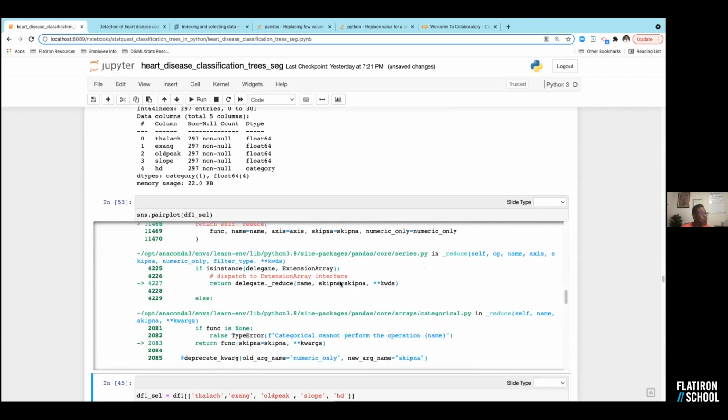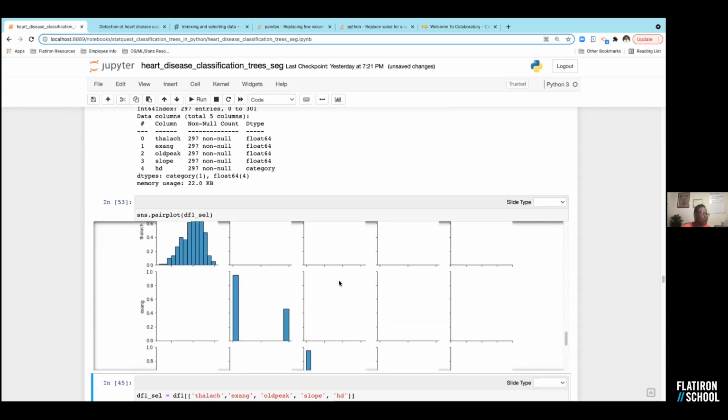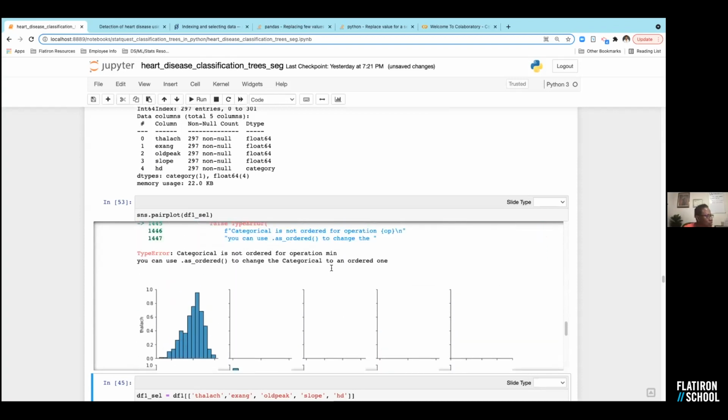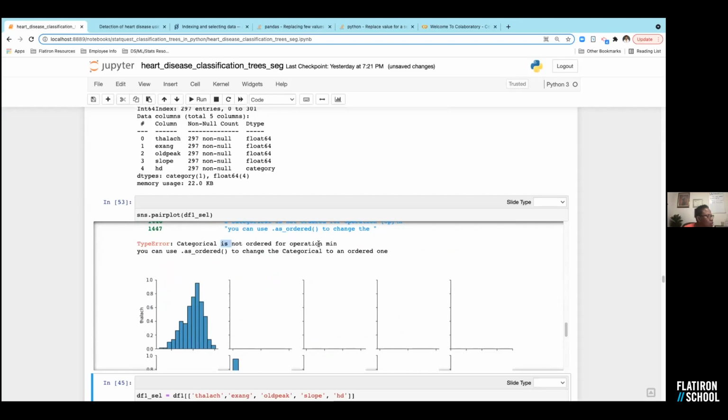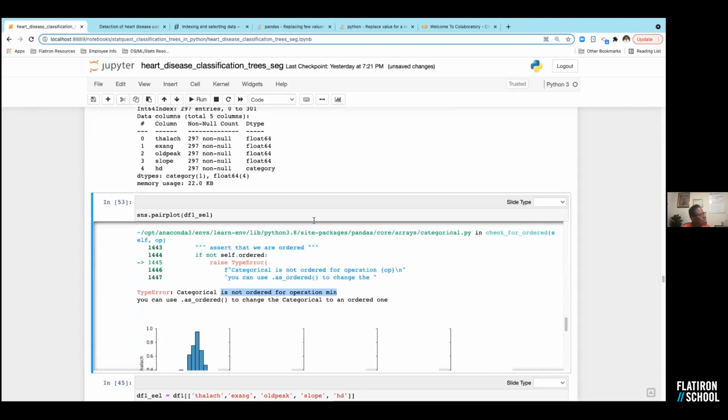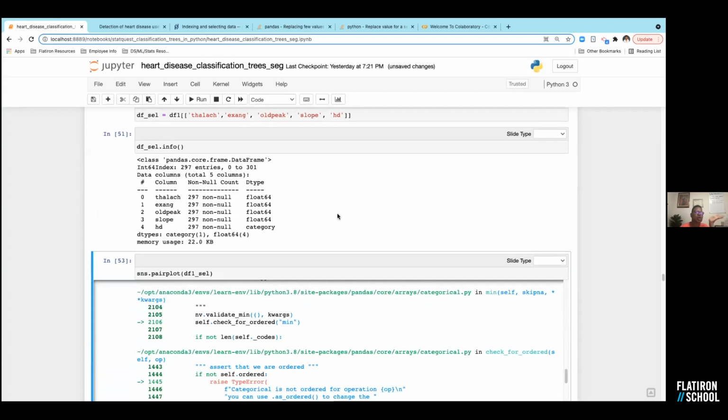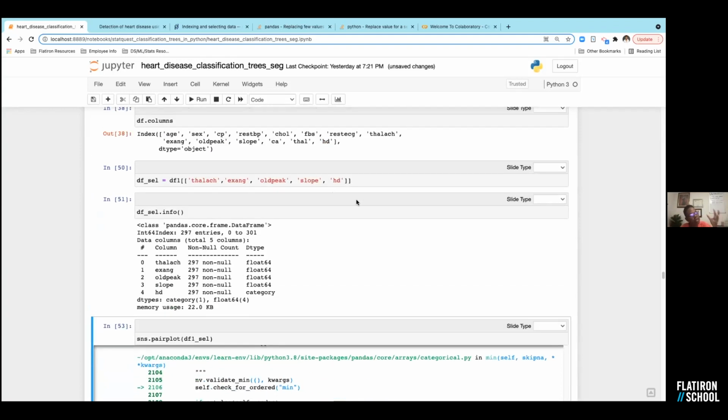All right, let's read the error message. When all else fails, read the error message. Categorical is not ordered for a pair plot. I know that. Okay, so I should know that. You can't essentially do a pair plot if the values are categorical. Yeah, you can do a correlation plot and get around that, but I guess it will not generate the pair plot for me.